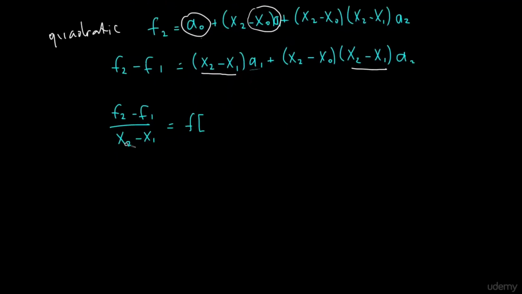So f2 minus f1 divided by x2 minus x1 is the first divided difference between x0 and x1 plus x2 minus x0, that's this term times a2. Okay, so now we're almost ready to introduce yet another term, because we want to extract the a2. So how do we extract a2? Well, we once again rearrange the entire thing.